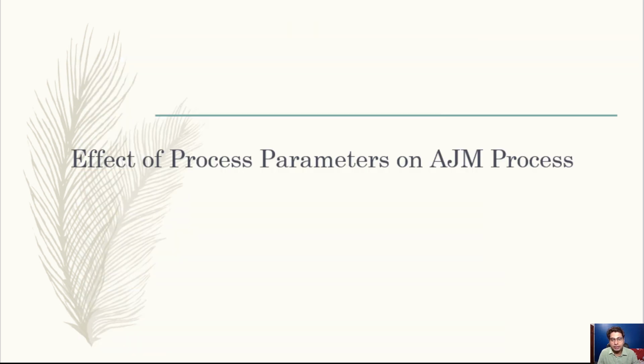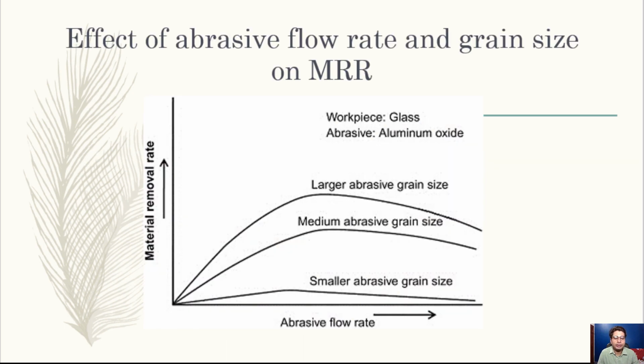Now we will see the effects of different process parameters on the abrasive jet machining process. First is the effect of abrasive flow rate and grain size on material removal rate. It is clear from the figure that at a particular pressure, MRR increases with increase in abrasive flow rate, and is influenced by the size of abrasive particles. But after reaching an optimum value, MRR decreases with further increase in abrasive flow rate.